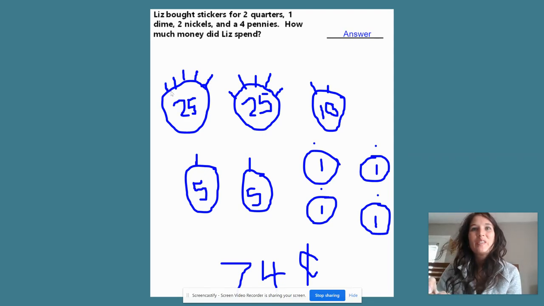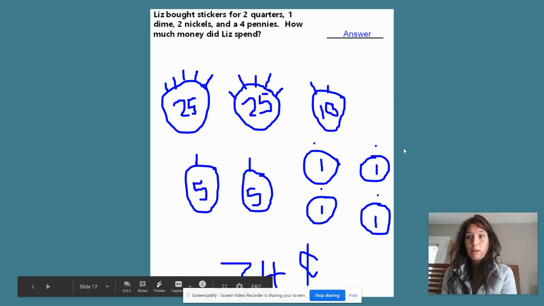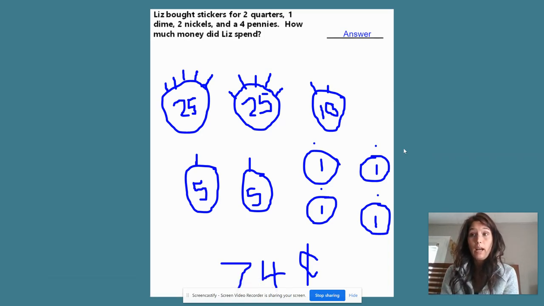Okay, so my quarters is 5, 10, 15, 20, 25, 5, 10, 15, 20, 25. And then 1 dime, there's my dime, 5, 10. And then 2 nickels, there's a nickel, 5, 5. And then 4 pennies, 1, 2, 3, 4. So then I just go through, count by 5s for my hairs, 1s for my dots. 5, 10, 15, 20, 25, 30, 35, 40, 45, 50, 55, 60, 65, 70, 71, 72, 73, 74. Liz spent 74. And don't forget that cents, so I know she wasn't spending $74 on stickers.